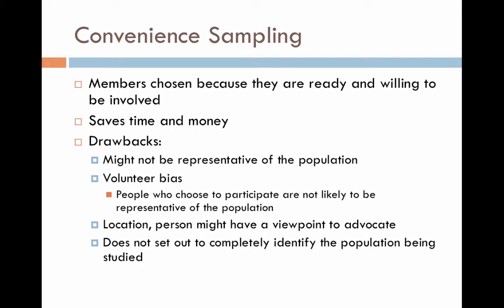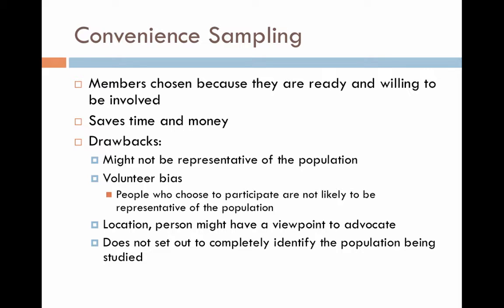And so one of the most common ways, and one of the things you'll probably be doing in this class, is convenience sampling. We do this because it's convenient. It saves time and money. And so members are chosen because they are ready and willing to be involved. The drawbacks are that it might not be representative of the population.